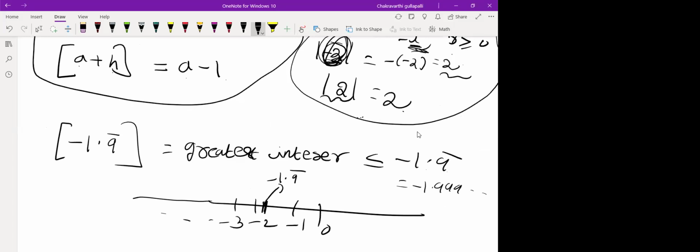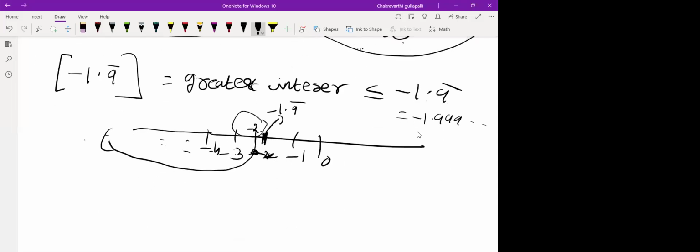Then less than this, what are all the integers? This is minus 1.9 bar, this is minus 2, this is minus 3, and so on. Less than this, these are all the integers: minus 2, minus 3, minus 4, and so on. What is the greatest among them? Among these integers, the greatest integer is minus 2. As we move, this is the greatest value in the negative side. Therefore, what are we getting for minus 1.9 bar?